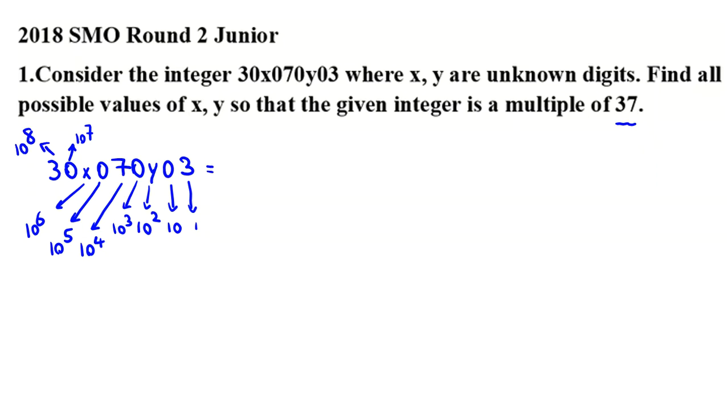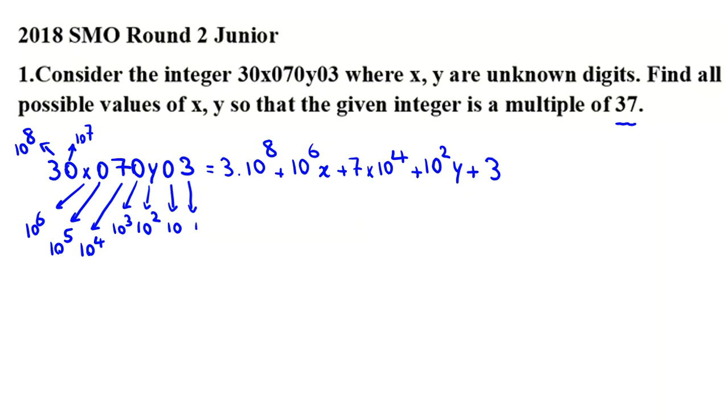So it will be, from the left, 3 times 10 to the power of 8, plus 10 to the power of 6 times x, and 7 times 10 to the power of 4, and this part, 10 squared times y, and the last one, 3. Okay, I want to consider mod 37 because I have powers of 10.